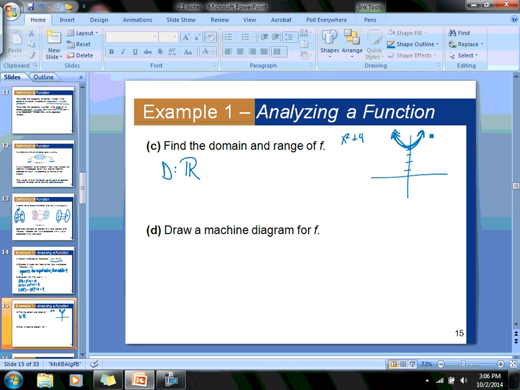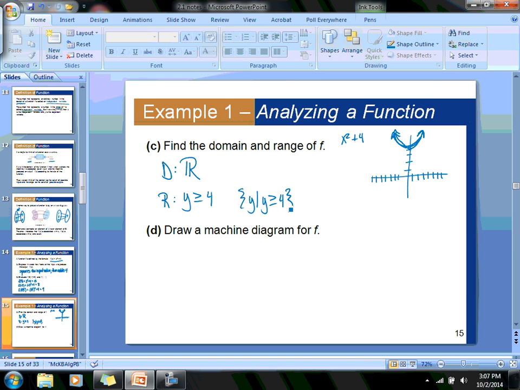So notice that I could put any number, any positive or negative x value in, but my y values never go below 4. So my range is going to be all of the y values greater than or equal to 4. You can write it like that, or you can write it in set notation.